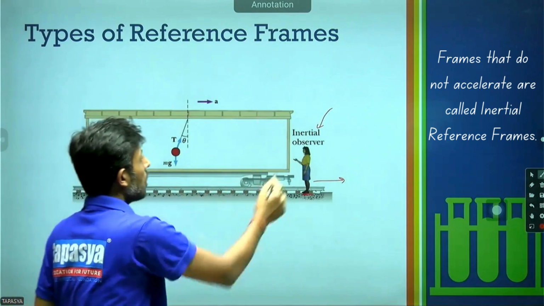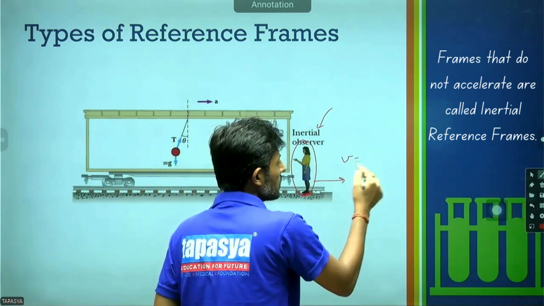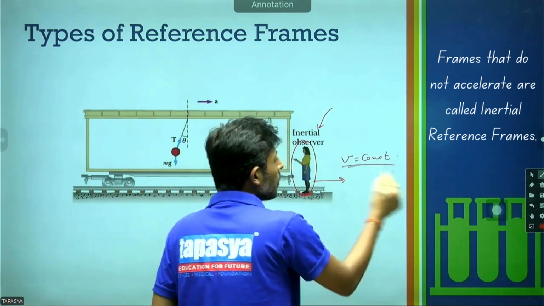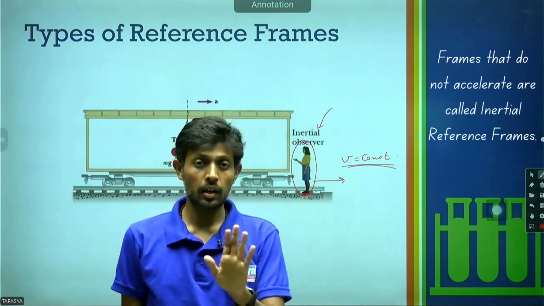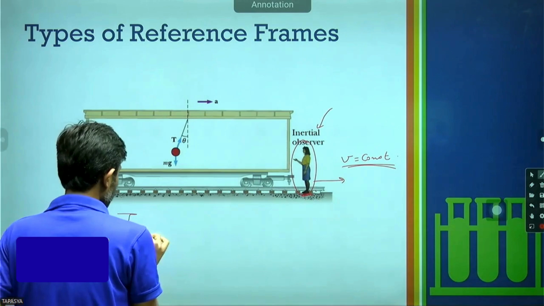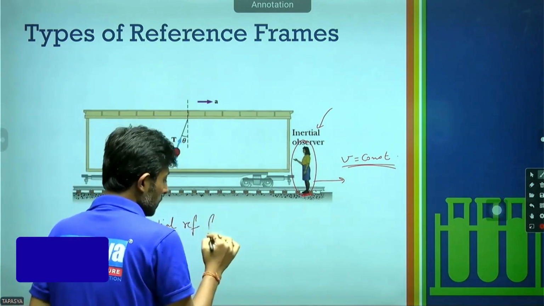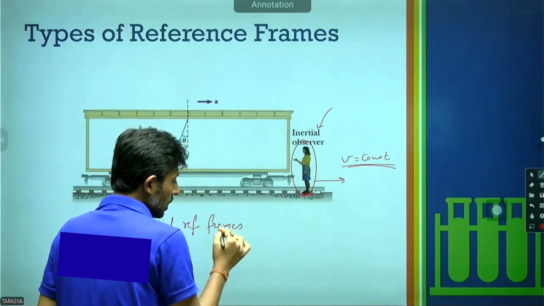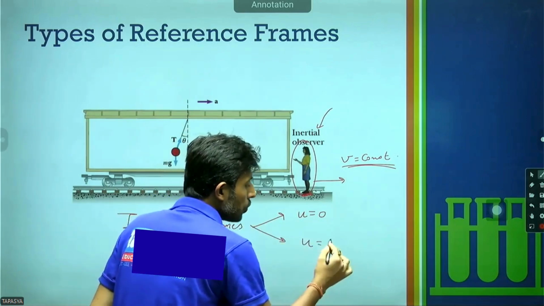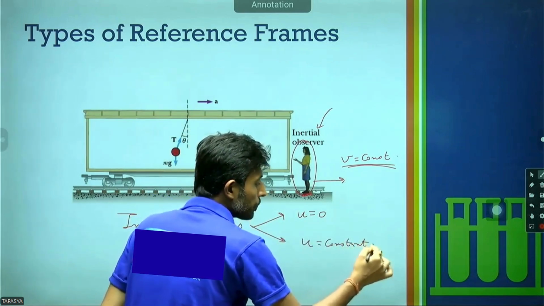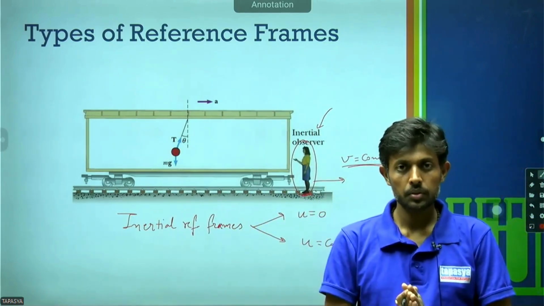If this girl starts running away from this object that we are looking at, but she runs at a constant velocity, still we would say that the reference frame is inertial. So inertial reference frames are such frames that are either at rest or that move with constant velocity. Both these kinds of reference frames are called inertial reference frames.